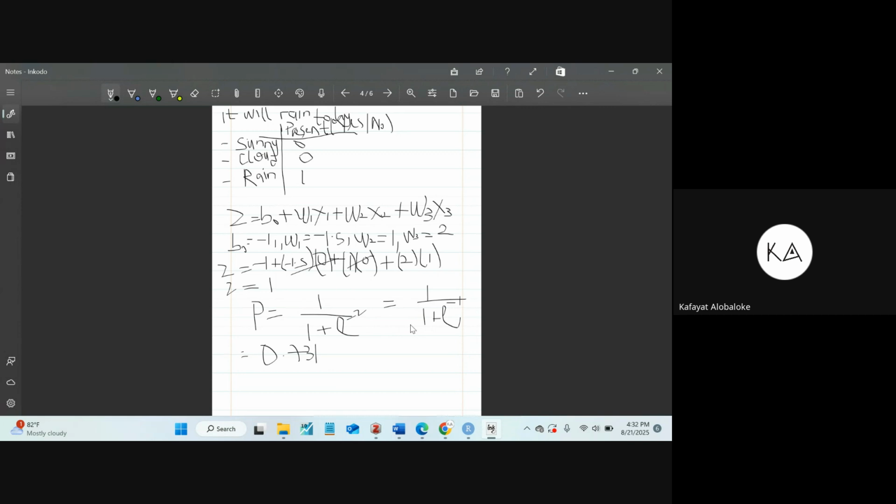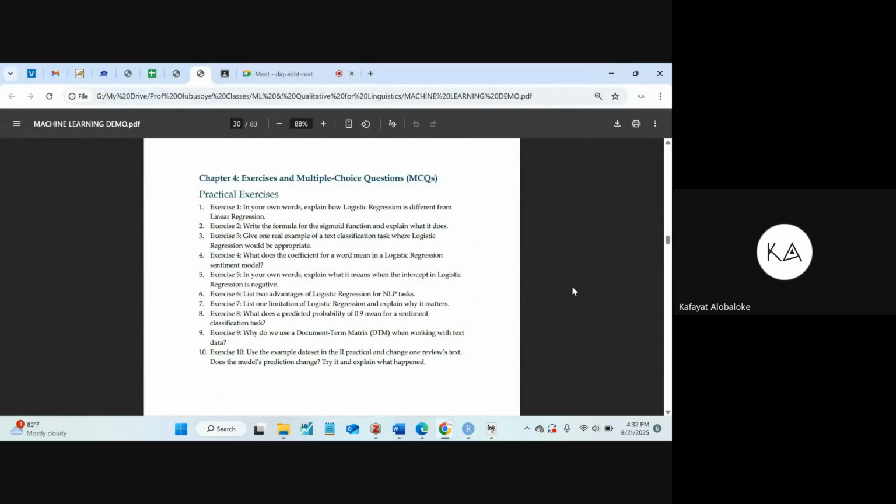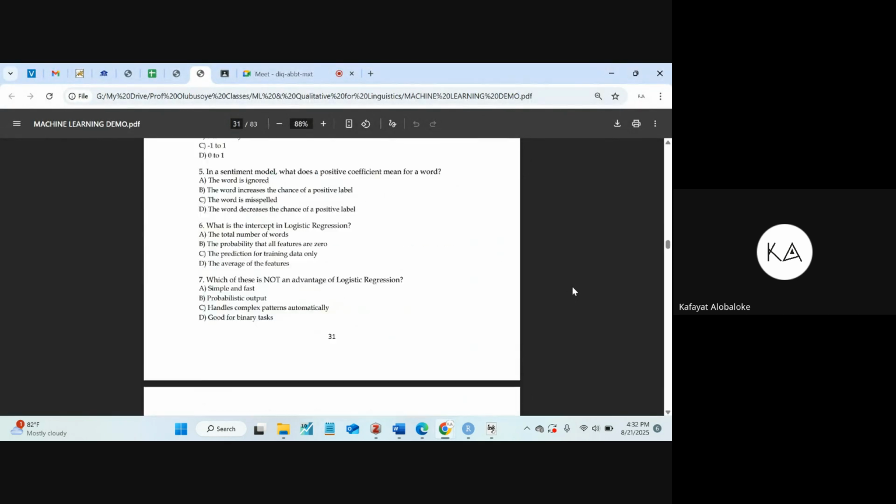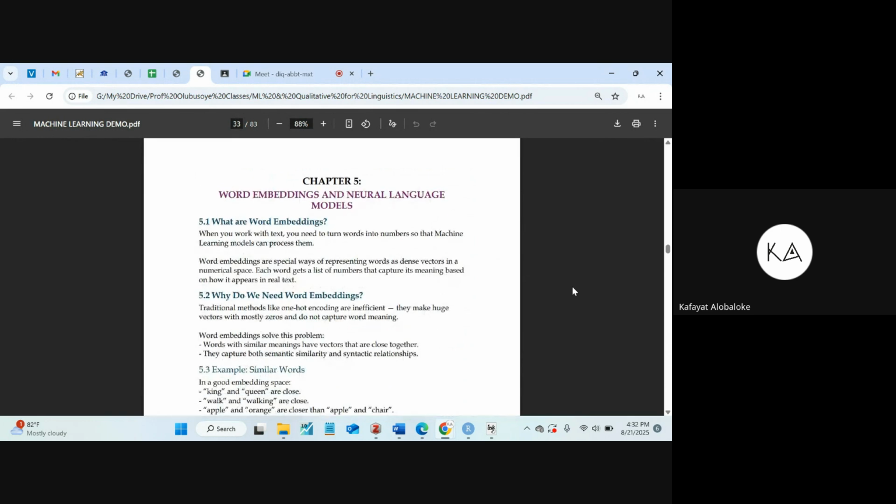So I think with this, we are good to go on logistic regression. So for today's class, we'll be moving on to word embeddings and neural language models, which I will hand over to Ms. Oni to take this part. Thank you. Okay, thank you, Ms. Kafayat.